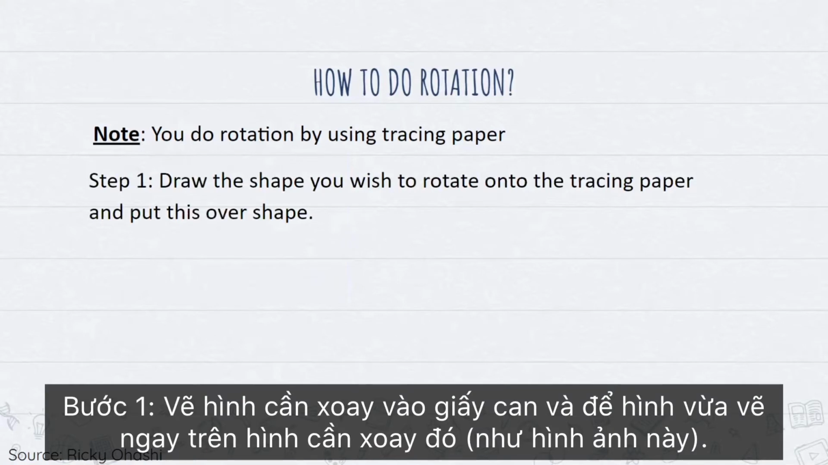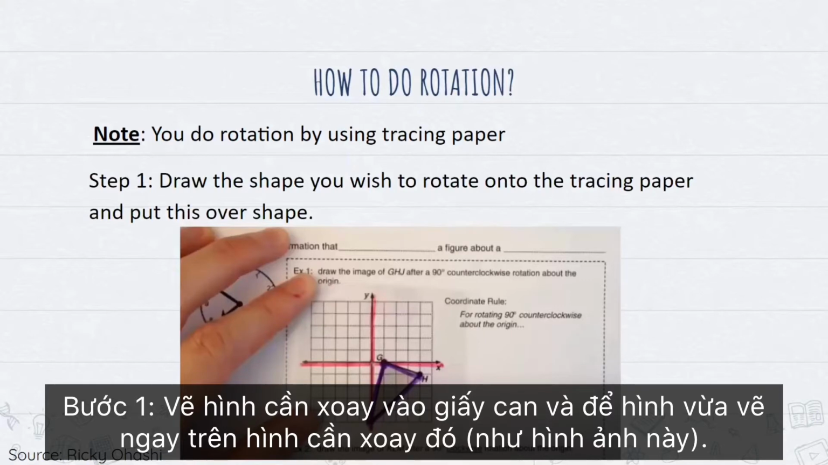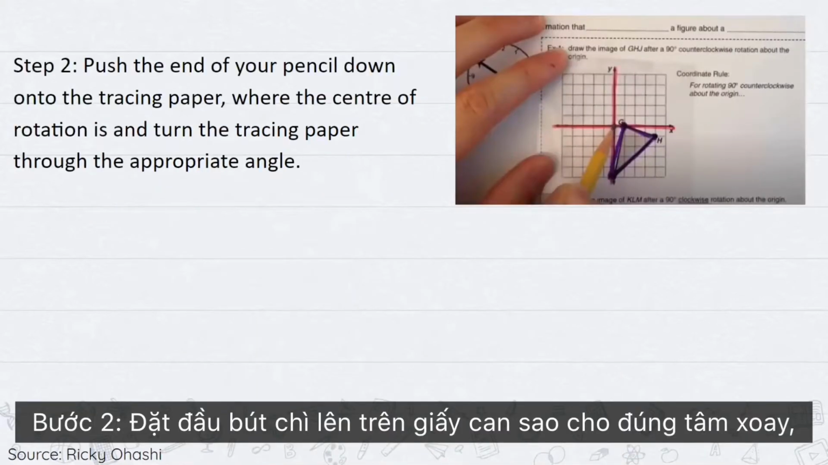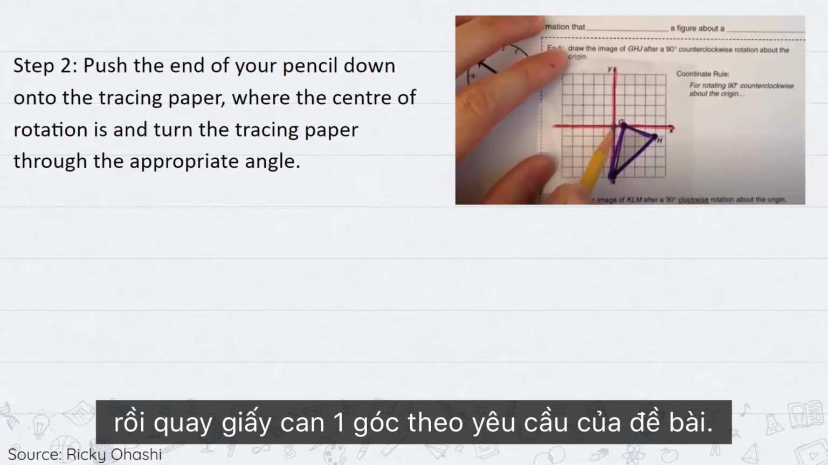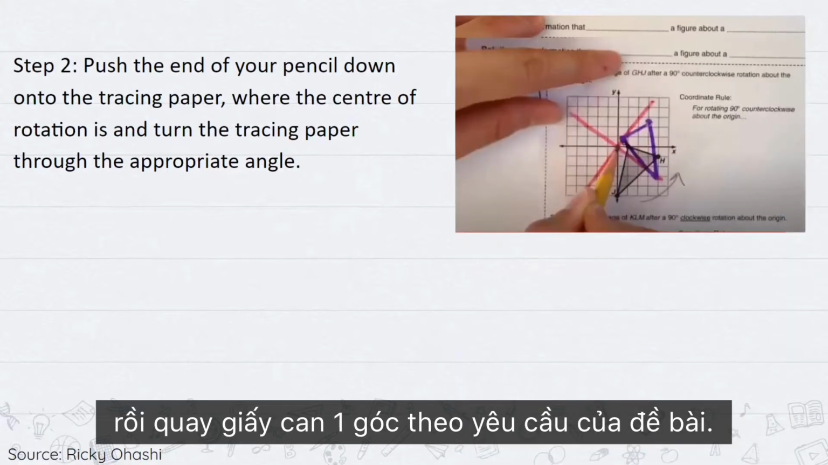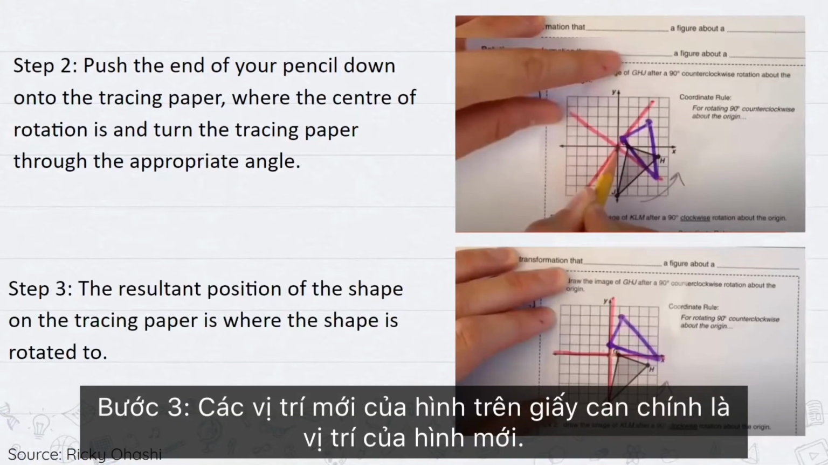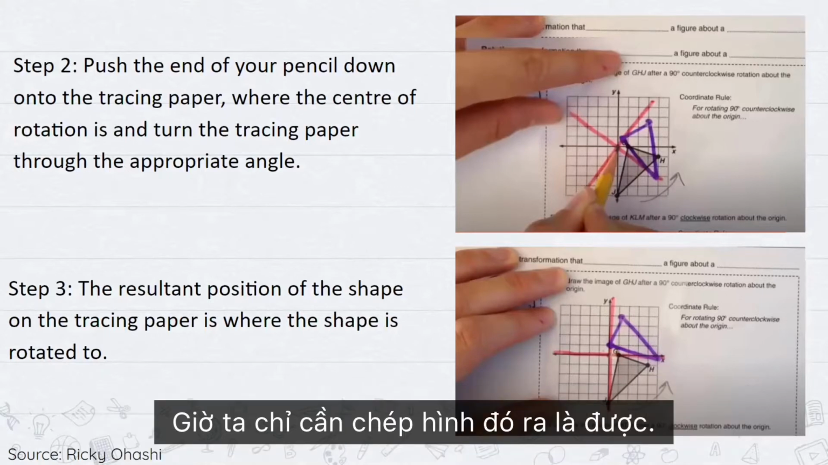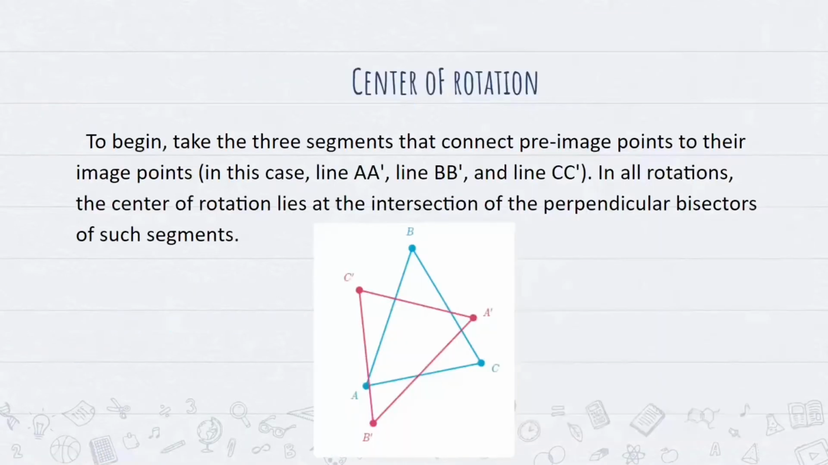Step 1. Draw the shape that you wish to rotate onto the tracing paper and put this over the shape, like this. Step 2. Next, you push the end of your pencil down onto the tracing paper where the center of rotation is, and then turn the tracing paper through the appropriate angle. Step 3. The resultant position of the shape on the tracing paper is where the shape is rotated to. You just need to copy the shape down.